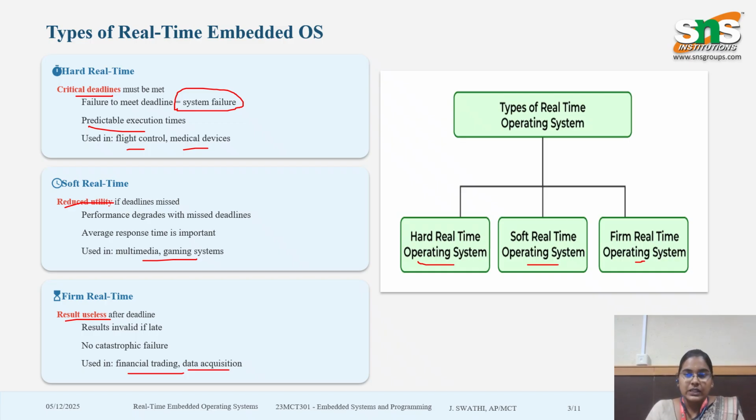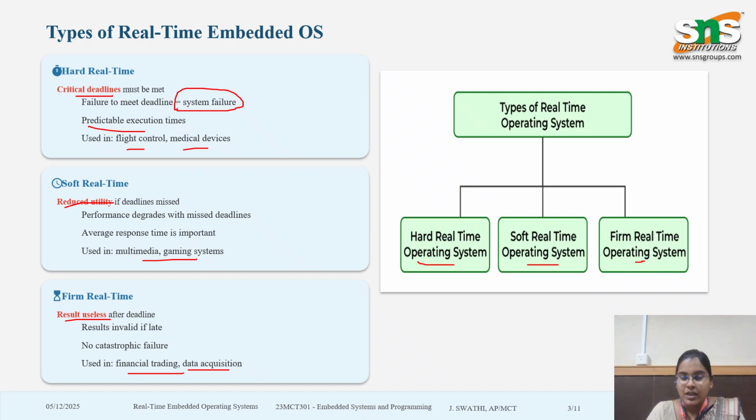In medical devices, if the deadline is not met in time, the report is not generated or the result is not given. It is useless to treat the person after the patient has failed. So a missed deadline means the overall system fails. It is very crucial. Whereas for a soft real-time operating system, the example is gaming.